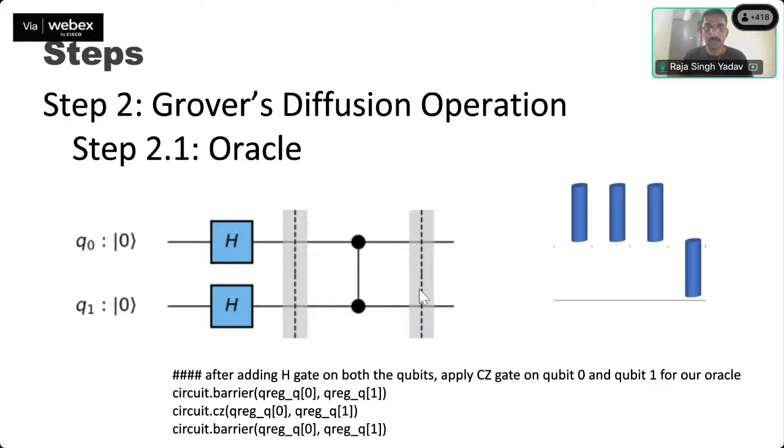it is very helpful. So what I did, I just wrote circuit.barrier, quantum register 0 as well as quantum register 1, circuit.cz, control Z applied here, control qubit 0, qubit 1, circuit.barrier again, q0, q1 again here. Now this control Z, for our marked element 11, gives it a negative sign. That's it till now.